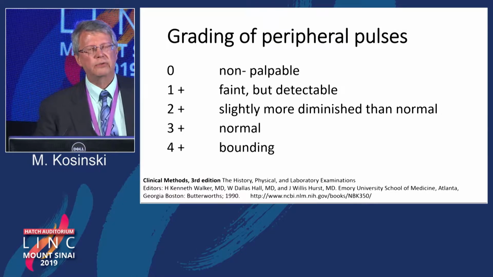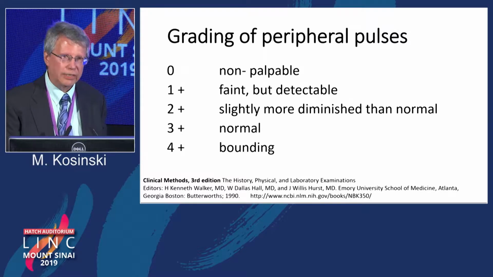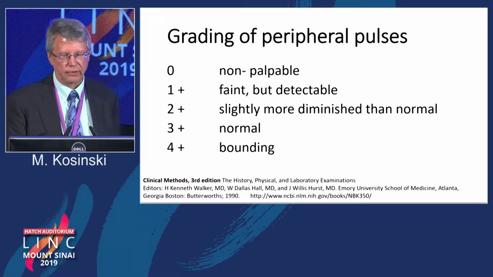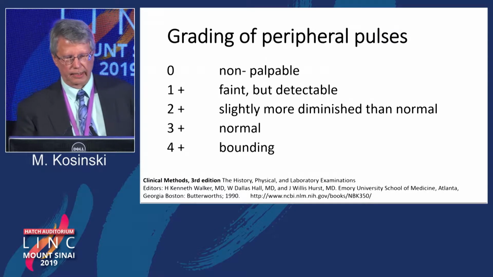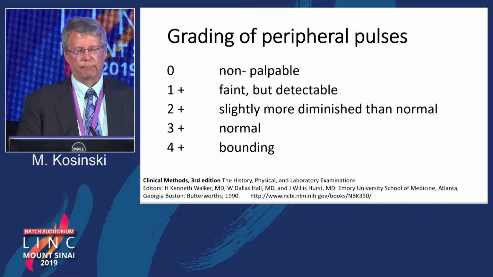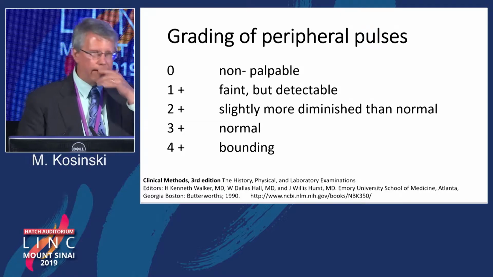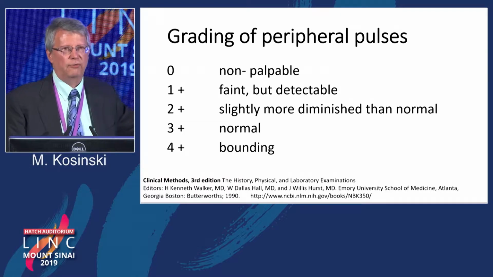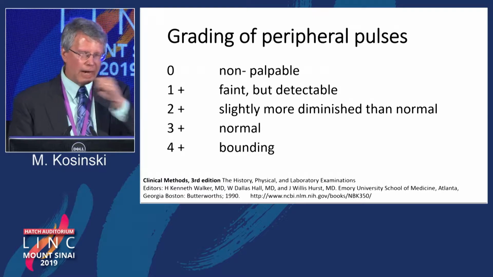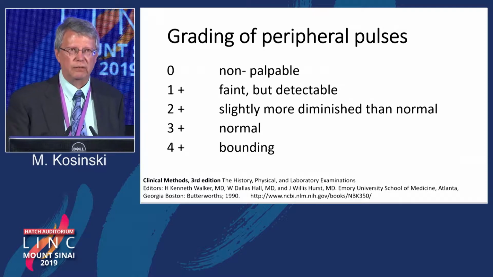So if you read the literature and you look at different textbooks, there are various grading scales of peripheral pulses. So this is just one grading scale, Clinical Methods, 3rd edition by Walker et al. 0 is non-palpable, 4+ is bounding, where 2+ is slightly more diminished than normal. And a lot of mention is made of quote-unquote normal, what are normal pulses, but to somebody who hasn't palpated a lot of pulses, what is normal? So it's sort of subjective, right?